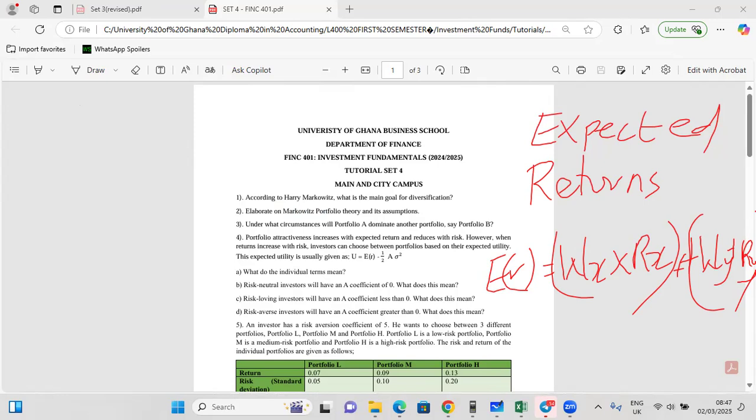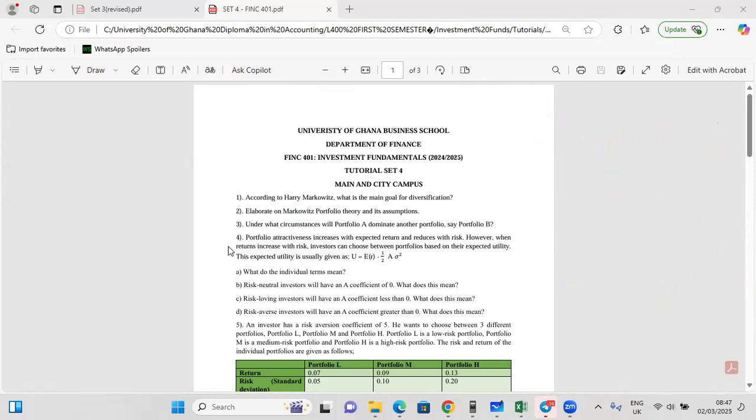So investors aim to maximize the expected return for a given level of risk, right? So that is it though. Then another key concept is risk. So according to Markowitz, risk is being measured by standard deviation. Risk is the same as standard deviation.